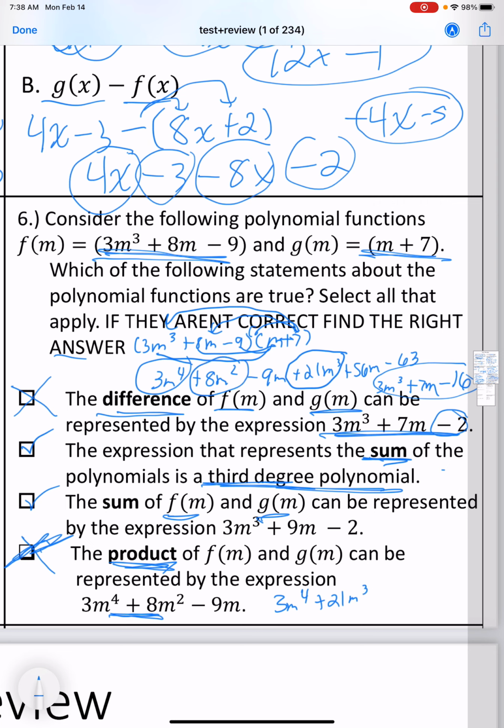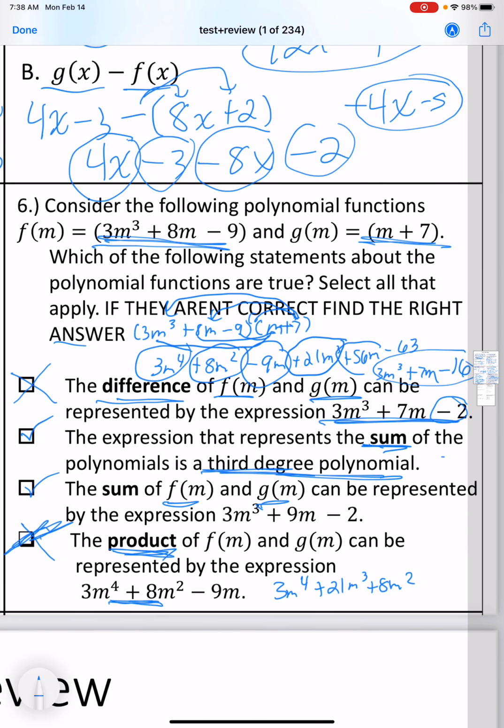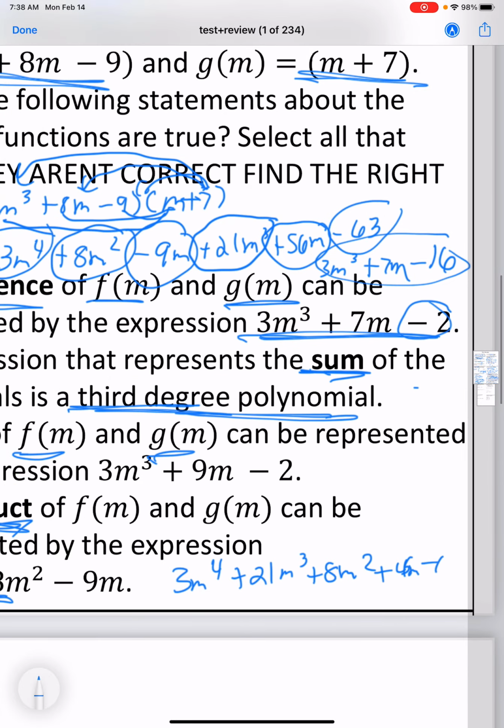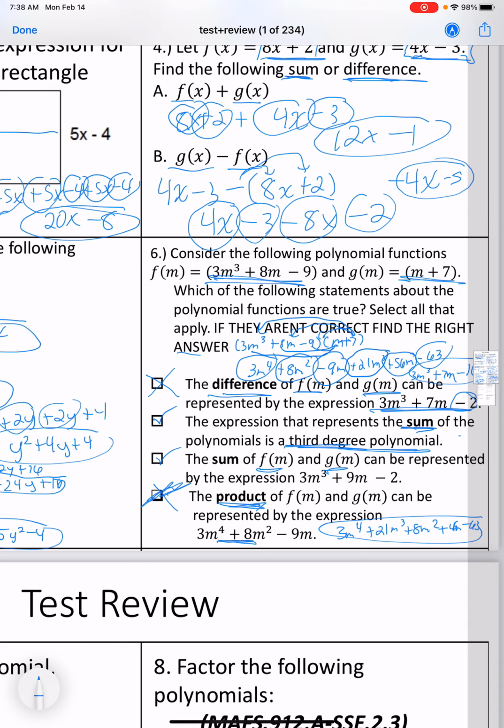8m squared has no like terms, so we bring it down. And then we combine negative 9m and 56m, which makes 45m. And then finally, the minus 63 has no like terms. So this is a crazy long expression right here, but this was not correct, and this is the correct answer.